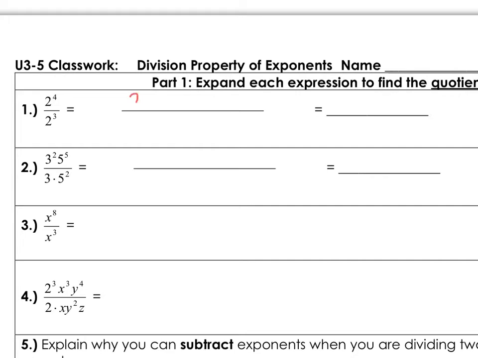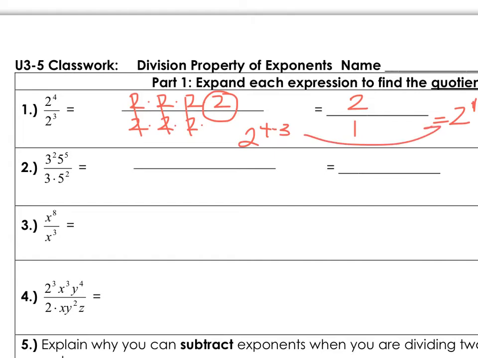So let's go ahead and do that. So 2 to the 4th is 2 times 2 times 2 times 2. And 2 to the third, whoops, too many 2's. These are going to cancel, and I'm left with 2 over 1, or I could write that as 2 to the first, or I could just write that as 2. The shortcut again would be 2 to the 4 minus 3, and that's going to give us 2 to the first.